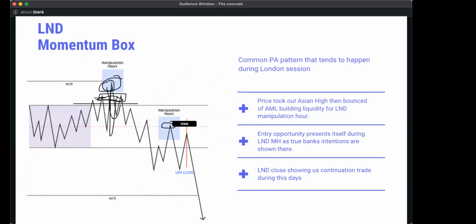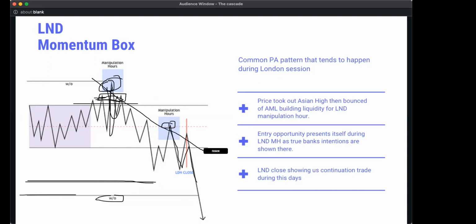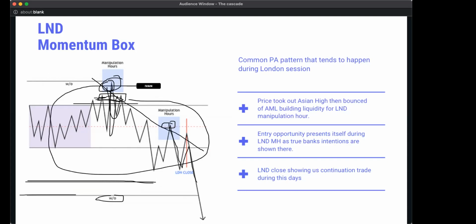Again, we have New York momentum box, but this time it didn't take out London's high. This time it's shooting for London's weekly open. Maybe some London session here, maybe some Asia session from previous 2-3 days. We don't really know, but this is a continuation trade. This is a schematic where New York doesn't take London's high.